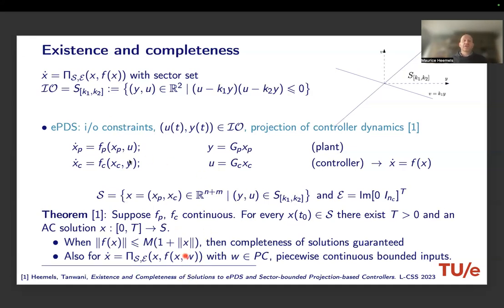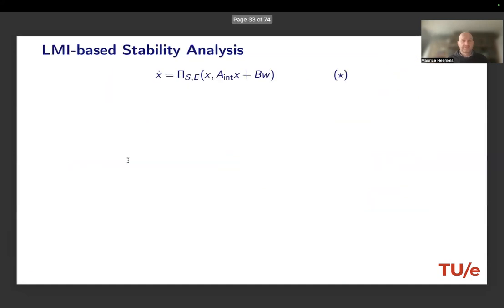Moreover, if you add external inputs to it, disturbances, references that are piecewise continuous and bounded, we can show these exact same results. Right, so showing that indeed the fundamental property of existence and completeness is typically satisfied by ePDS under these conditions. Right, so in this paper, we consider more classes of ePDS for which we study the existence and completeness of Caratheodory solutions to ePDS. It's a quite recent paper, also presented at the CDC.